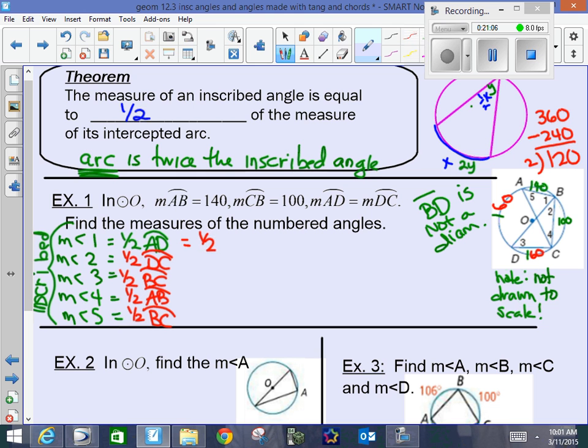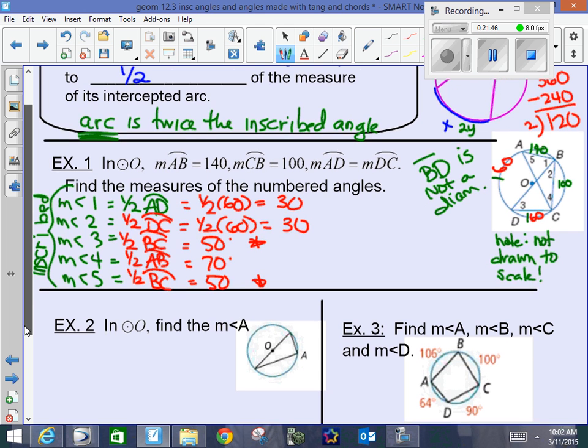Okay, so AD is 60, so half of 60 is 30. What's DC? 60 again, so half of 60 is 30 also. Half of BC, 50. Half of AB, and half of BC. We already did that once, right here and here. It's half of the same arc. We wouldn't have had to do the math again. Remember that. So those are inscribed angles, half of their intercepted arc. The intercepted arc is huge to find.